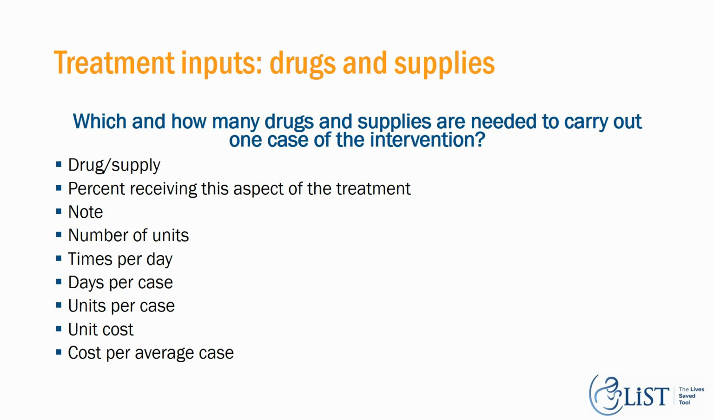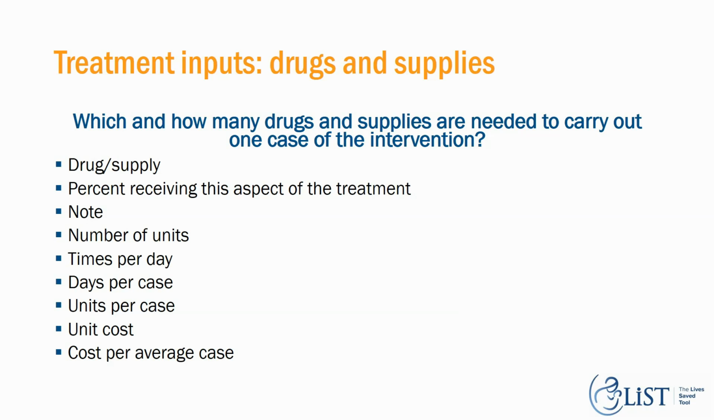Then we have the times per day. So how many times per day do you need to consume this drug or this supply? Oftentimes, if we're thinking about, for example, a course of antibiotics, that'll be maybe multiple times per day. And then the next step would be days per case. So how many days would that course last?